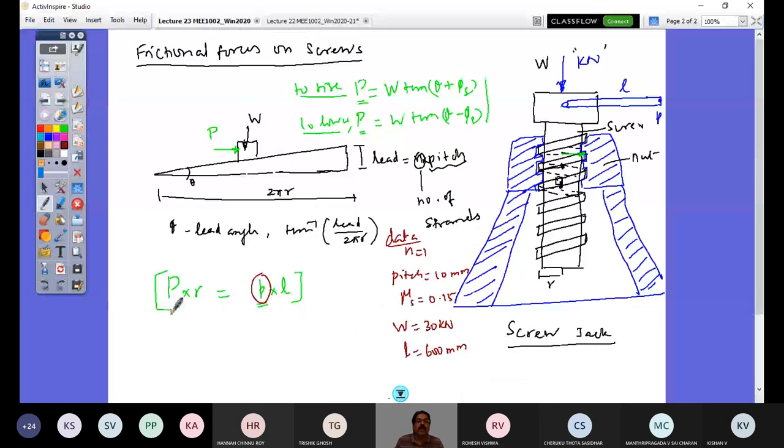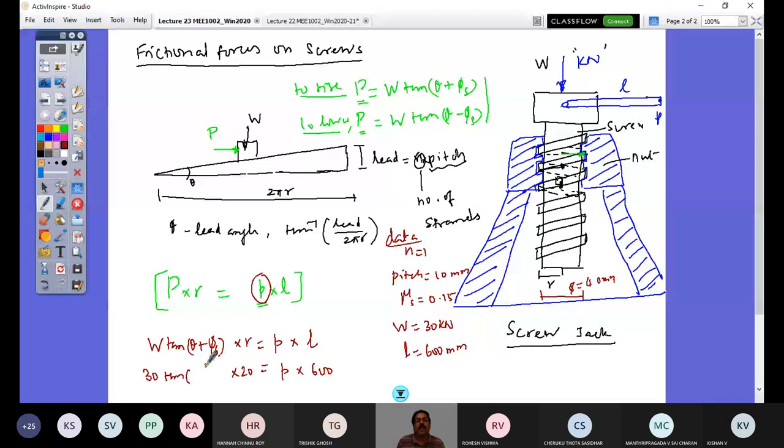That is, W tan of theta plus phi s into R is equal to small p into L. Now substituting small p into 600 mm here, and R is the radius. The mean diameter is given as 40 mm, so R is 20 mm. So take that 20 here, and W is 30 kilonewton, tan of angle theta plus phi s.